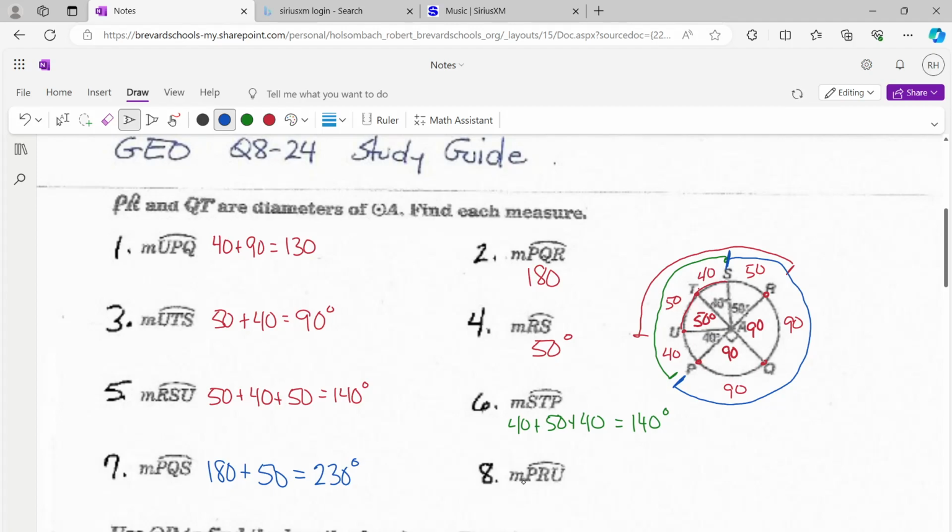And then finally we have the measure of arc PRU. All right, look. PRU starts at P. It goes around through R and all the way to U, stopping here at U. It's ugly, but that's what it is. If we went from P all the way around to P, wouldn't that be 360? Well, the only portion we're not going is this 40. That's the only piece of the arc that's not included. So we're going to take 360 and subtract that 40, and that gives us 320.